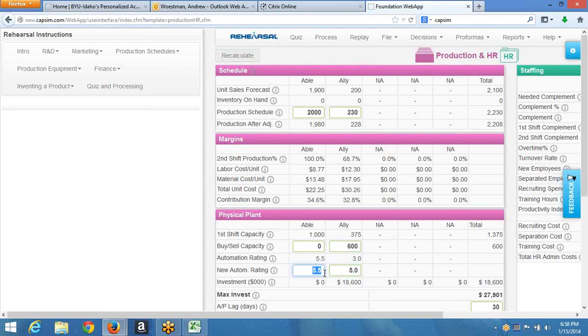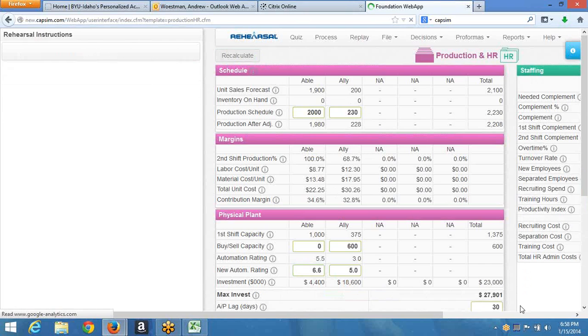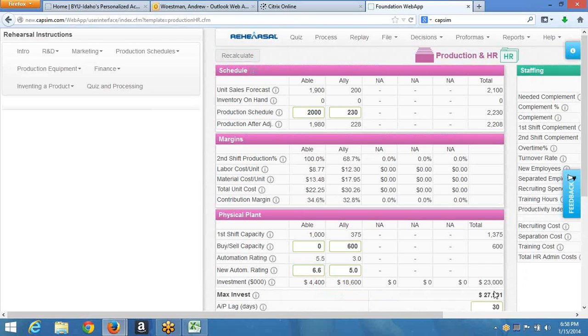She's doing good. I'm going to want to raise my automation up so I rely less on human labor so my labor costs go down so that I can make more of a profit margin. So I'm going to go up another 1 to 6.5 and we'll see how much money I have left. I have 23,000, so I have 4,000 left. So I'm going to put like 50 in and see how this goes.